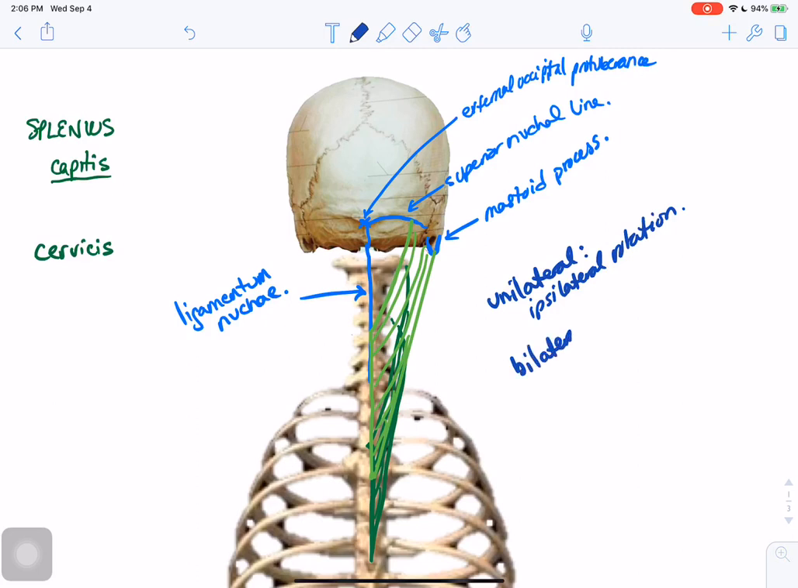If you do bilateral contraction, then the rotational components will cancel each other out, right? So if you contract both right and left splenius muscles simultaneously, the right one will want to rotate the head to the right, and the left one will act to rotate the head to the left. And these two actions are the exact opposite, so they will cancel each other out, and the end result of bilateral contraction of splenius will be extension. So if you bilaterally contract splenius capitis, then you will have extension of the head and neck, and if you bilaterally contract splenius cervicis, you will have extension of the neck.